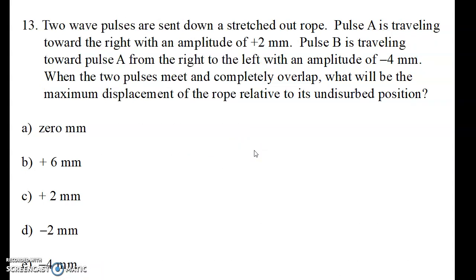Okay, here we have 2 wave pulses sent down a stretched out rope. Pulse A is traveling towards the right, amplitude of +2 millimeters. Pulse B is traveling towards pulse A from the right to the left with an amplitude of -4 millimeters. When the 2 pulses meet and completely overlap, what will be the maximum displacement of the rope relative to the undisturbed position? Okay, and the answer is going to be simply the sum of those, -2 millimeters, right?